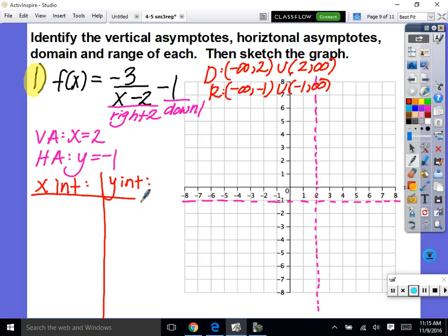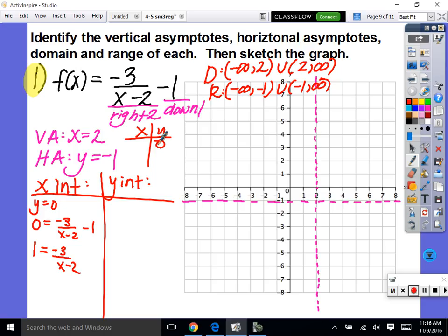So our x-intercept is when y equals 0, plug in 0. So we have 0 is equal to negative 3 over x minus 2 minus 1. So we'd add 1. 1 is equal to negative 3 over x minus 2. We're trying to solve for x. We're just plotting x, y points. We are plugging in y is 0.